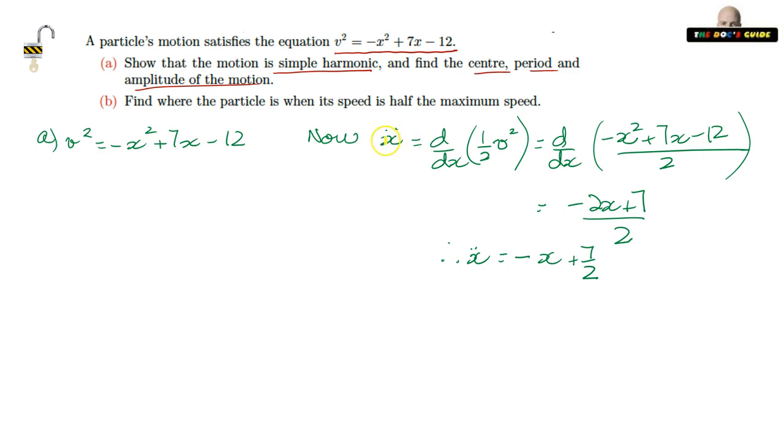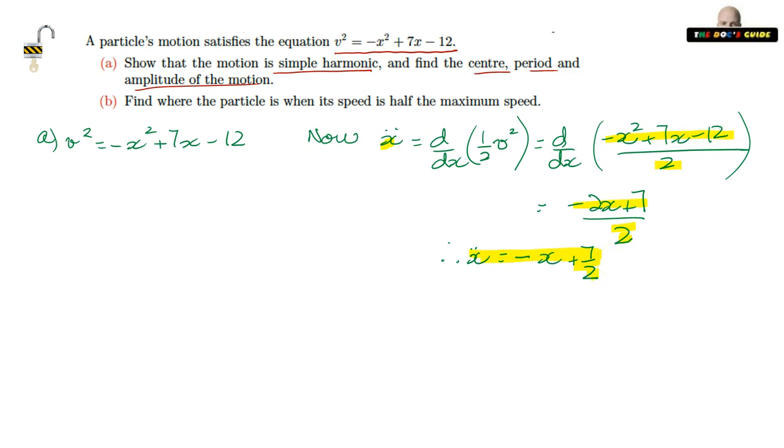We use the fact that acceleration is the differential of a half v squared. So that becomes the differential of v squared on 2. And when we do that differentiation, we get minus 2x on 2. So therefore acceleration is minus x plus 7 on 2.